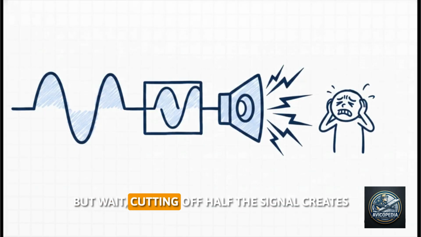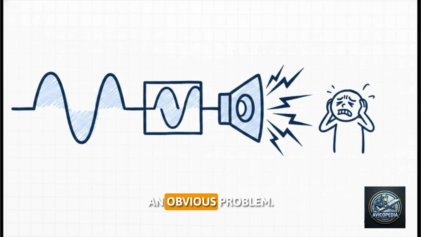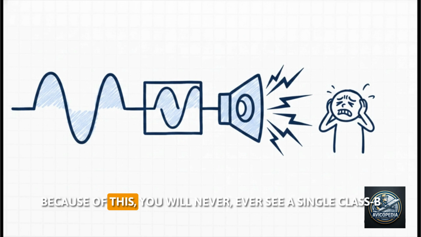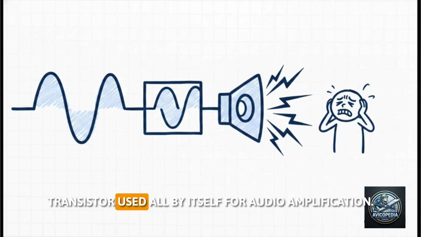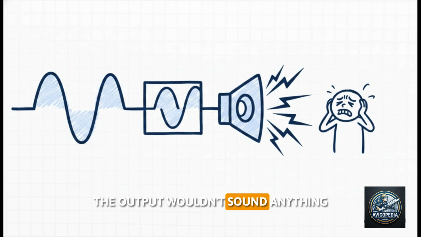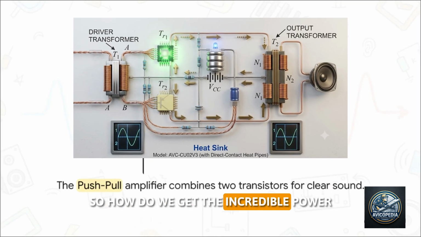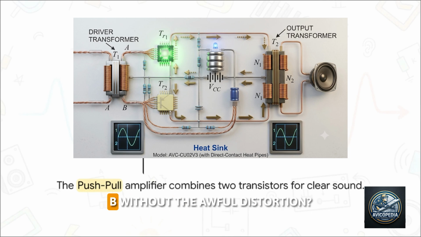But wait, cutting off half the signal creates an obvious problem: really severe distortion. You are literally throwing away half of your audio wave. Because of this, you will never, ever see a single Class B transistor used all by itself for audio amplification. The output wouldn't sound anything like the original track. So how do we get the incredible power-saving efficiency of Class B without the awful distortion?